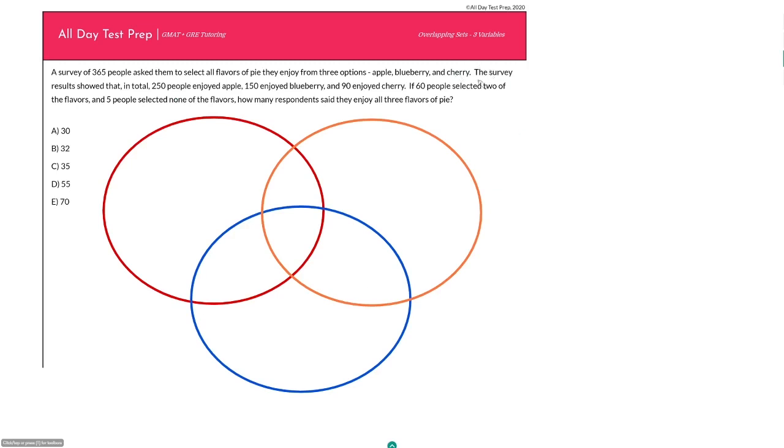So in our 3-variable overlapping set here, our 3 variables are our pie flavors: apple, blueberry, and cherry, and each of those is represented by one of the rings in our Venn diagram. So we'll say this is apple, our orange ring is cherry, and this one is blueberry.